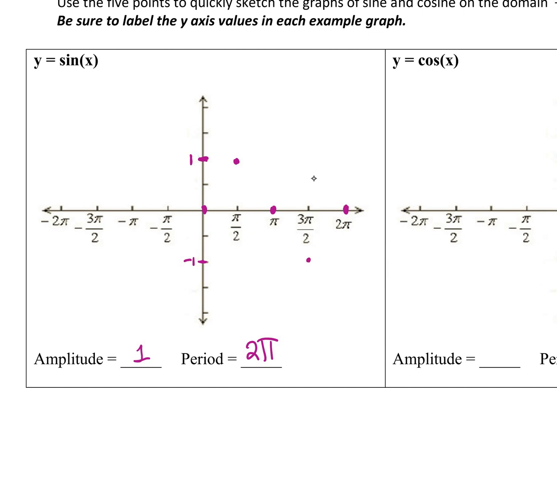Now I have the 5 points I need in order to draw my curve, and I connect them with a smooth curve. So the more you practice this, the easier it gets, and it's going to be hard for me because my pen's a little wonky, but basically it looks like that. Notice everything is curved, it's not pointy, etc.